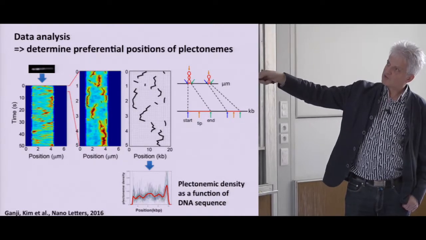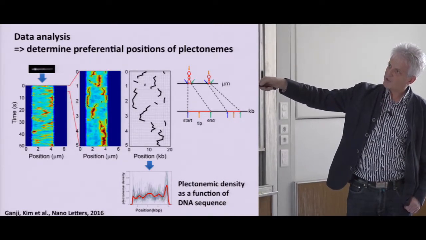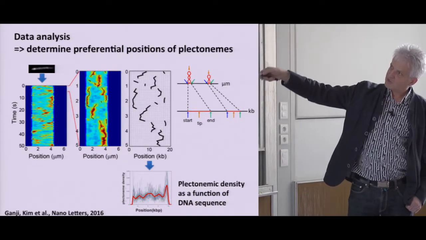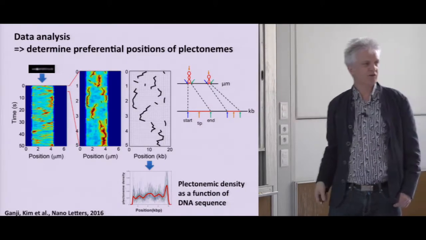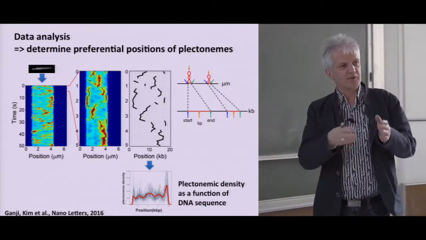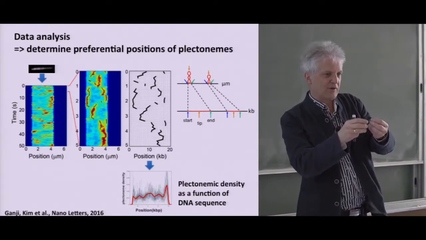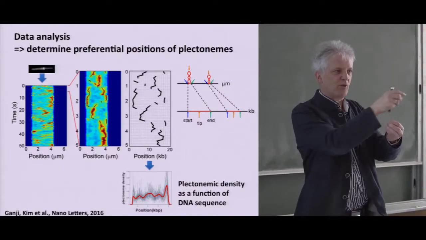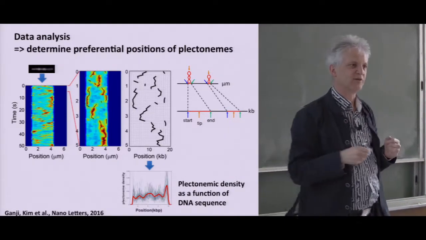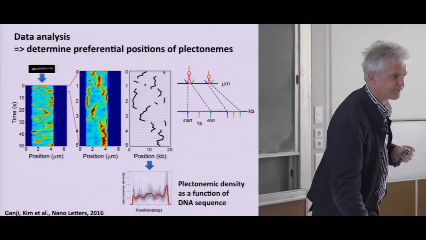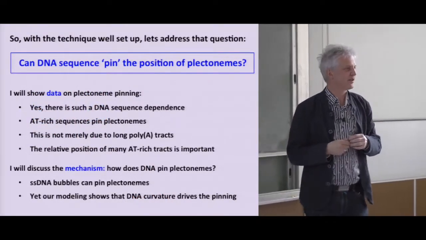And from those positions along the molecule in kilobases, we can project all that to make a density. So that's the plectoneme density: the chance that you have a plectoneme located at a certain point along this linear stretched out DNA molecule. Right? Again, if there's any questions, please interrupt me.